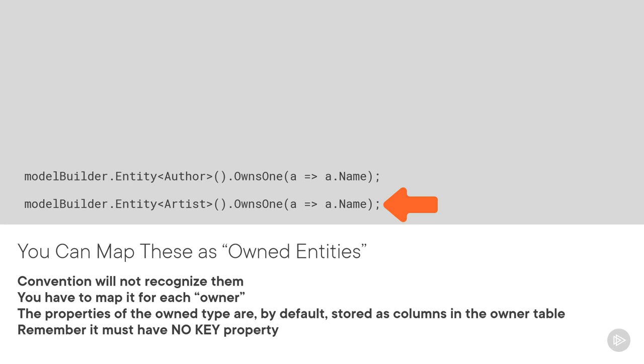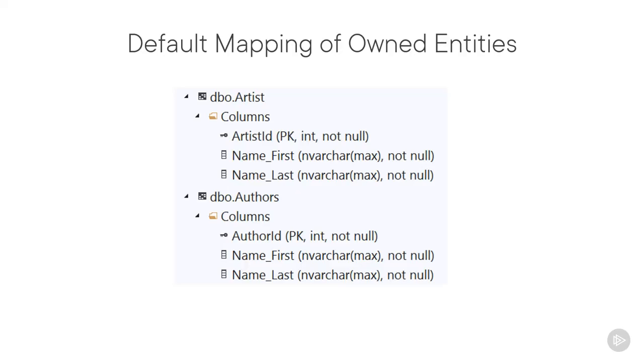and an Artist owns its Name property. By default, the way that EF Core persists this is that the properties of the complex type, in other words, the first and last name, become their own columns within the table of the type that owns them. The Full and Reverse properties don't get mapped because they're read-only. I don't even have to tell the DbContext to ignore those.